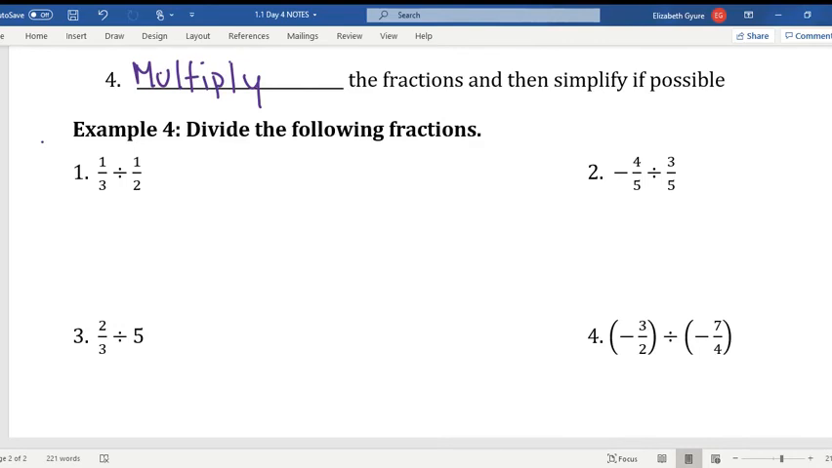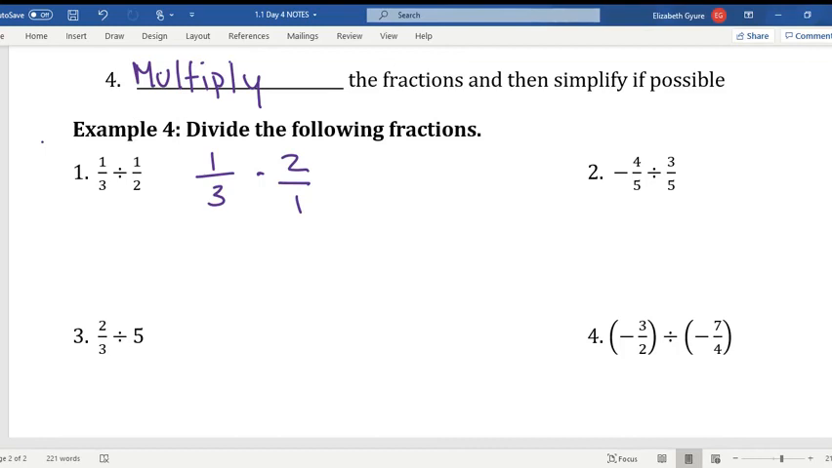So, divide the following fractions. We got 1/3 divided by 1/2. So, follow your steps here. We are going to keep the first fraction. We are going to change our division into multiplication, and we are going to flip the second fraction and turn it into 2/1. So this is now 1/3 times 2/1, and then just multiply like normal.